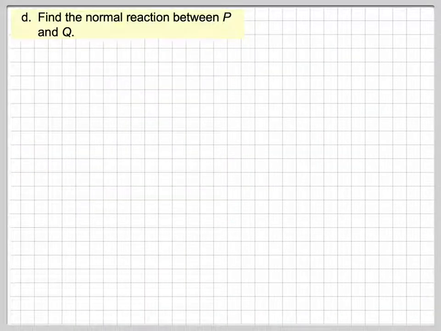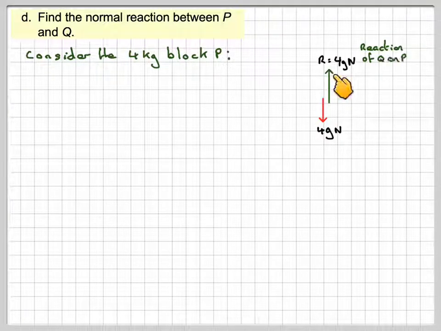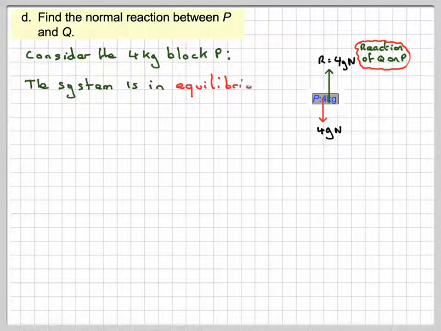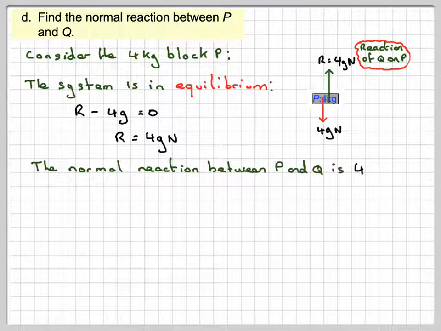The tension in the rod holding the pulley is 24G newtons. And then in the final case, the normal reaction between P and Q. So consider the 4 kilogram block P. This is the reaction, this is the block, therefore the system again is in equilibrium, so we can say that R minus 4G is equal to 0, so R will be equal to 4G newtons. Therefore the normal reaction between P and Q is 4G newtons.